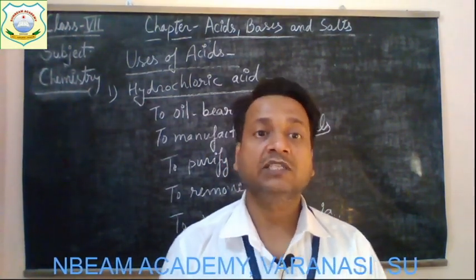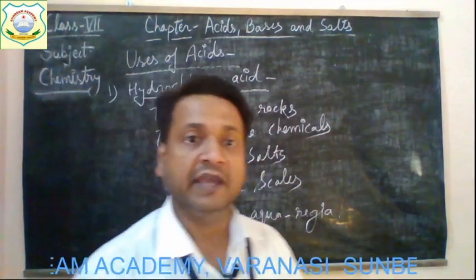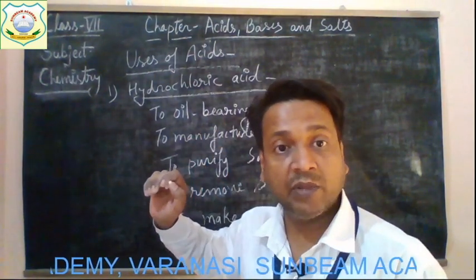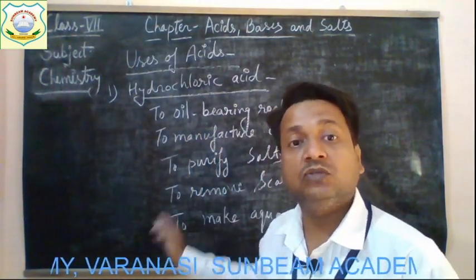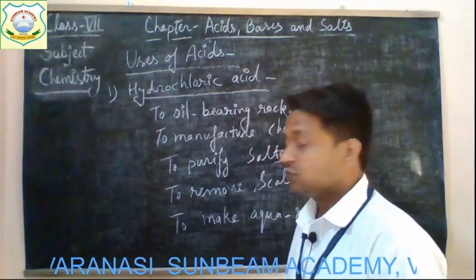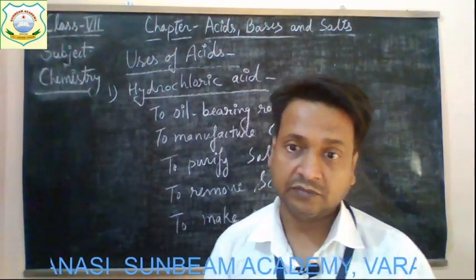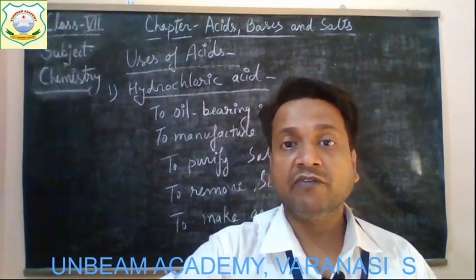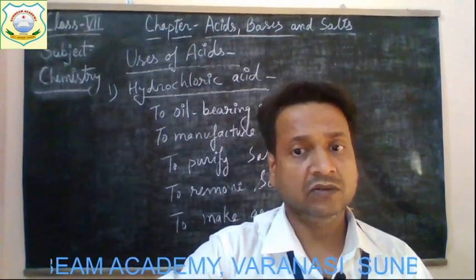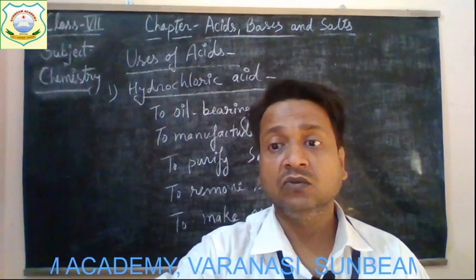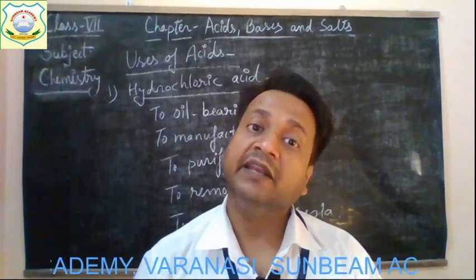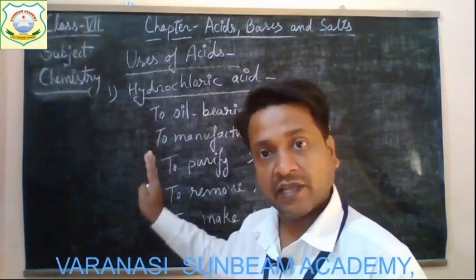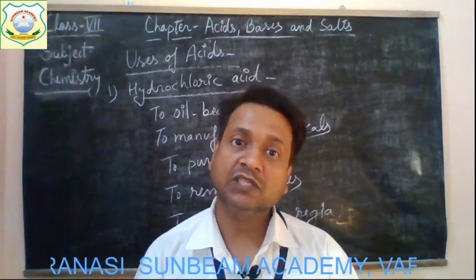Okay, children, so these are the different uses of hydrochloric acid: to dissolve the oil bearing rocks, to manufacture certain chemicals, to purify the salts, to remove scales, and to make the aqua regia mixture. Okay, now come to the next. The next kind of acid is sulfuric acid. Okay, so we will discuss the uses of sulfuric acid in the next class. Alright, children. So I hope that you understood the uses of hydrochloric acid, and in the next class we will discuss the uses of sulfuric acid.